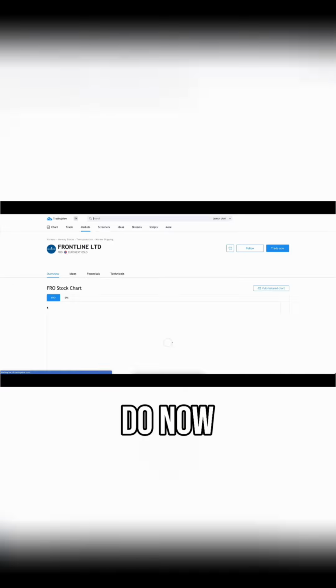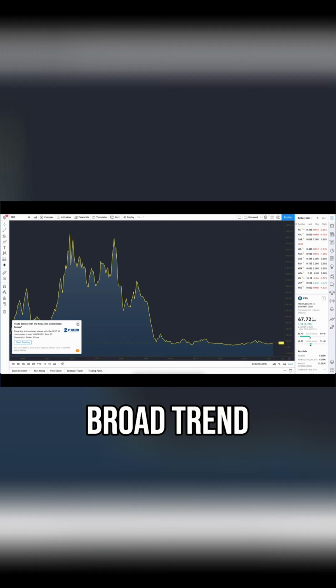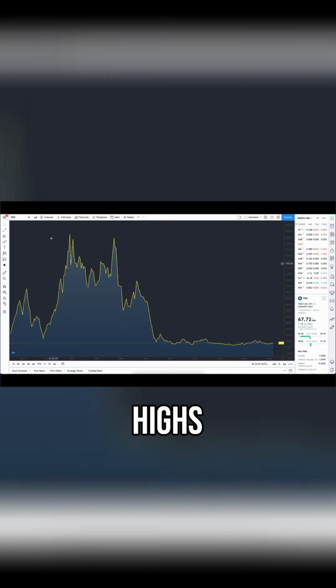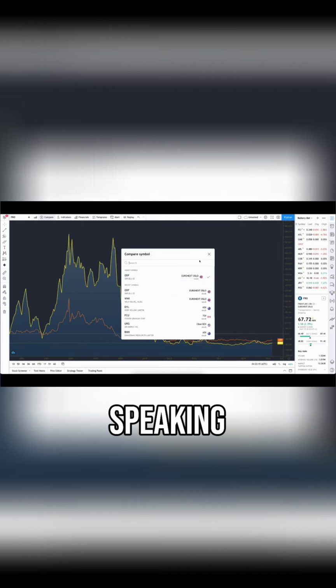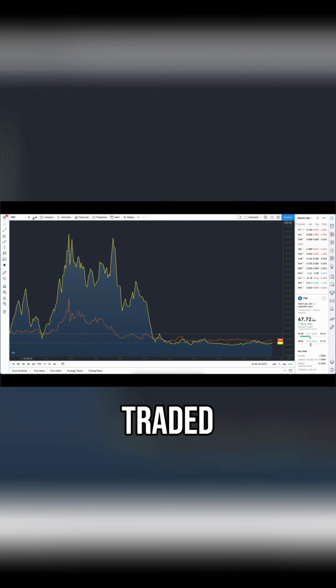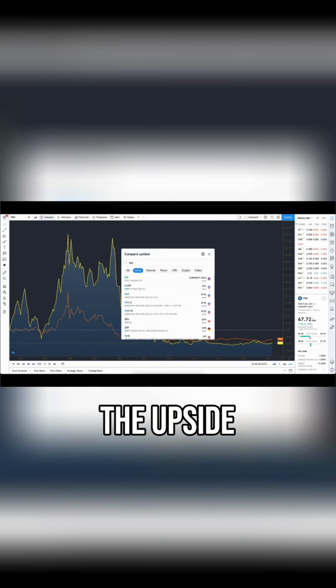What you might want to do now is just pull up long-term charts of some of these companies to make sure they all follow the broad trend of being off from their previous highs and preferably traded sideways for ages. Generally speaking, the longer something has traded sideways, the more dramatic and aggressive a move to the upside will be.